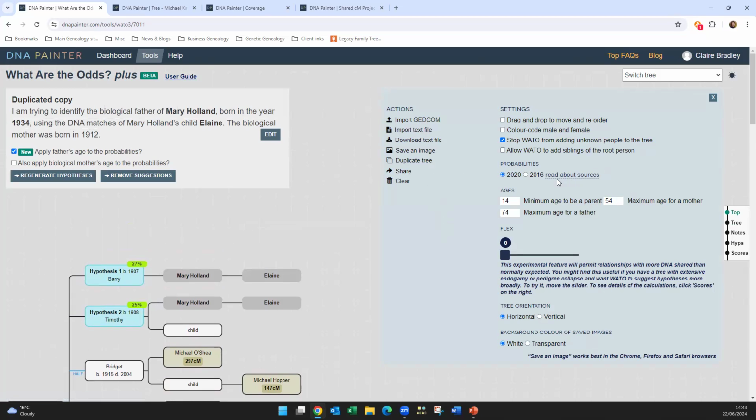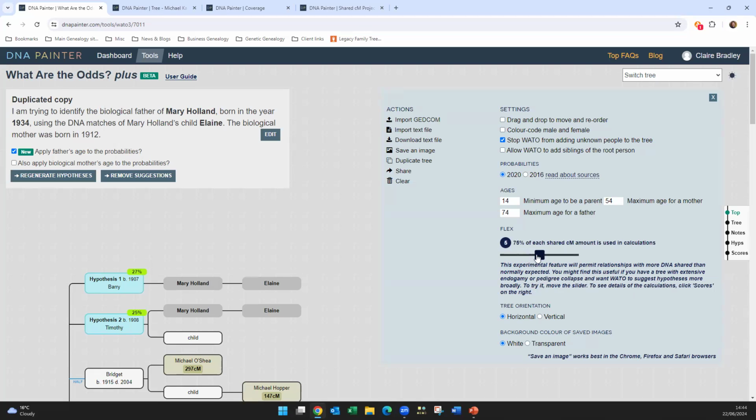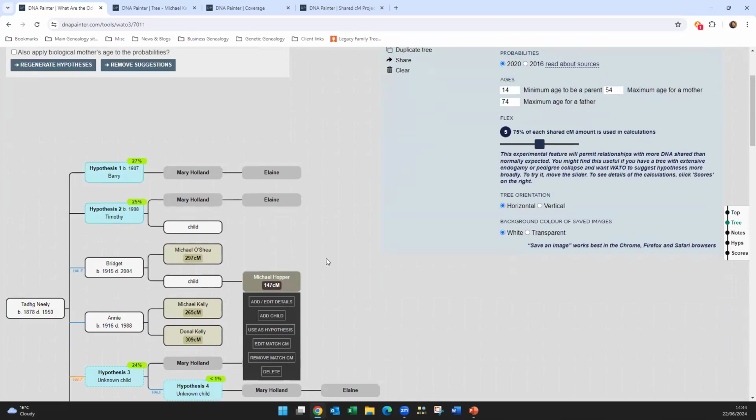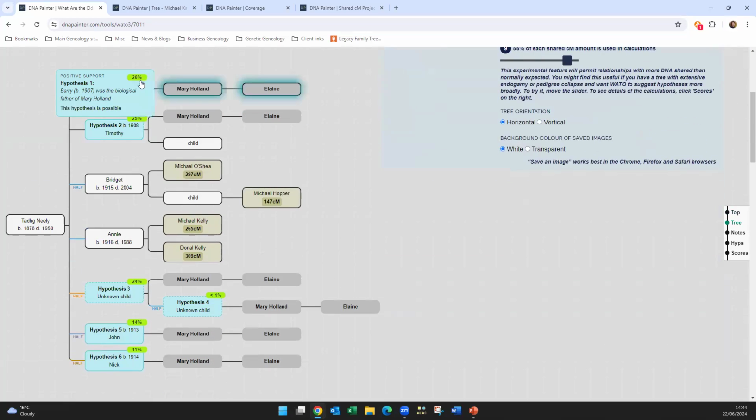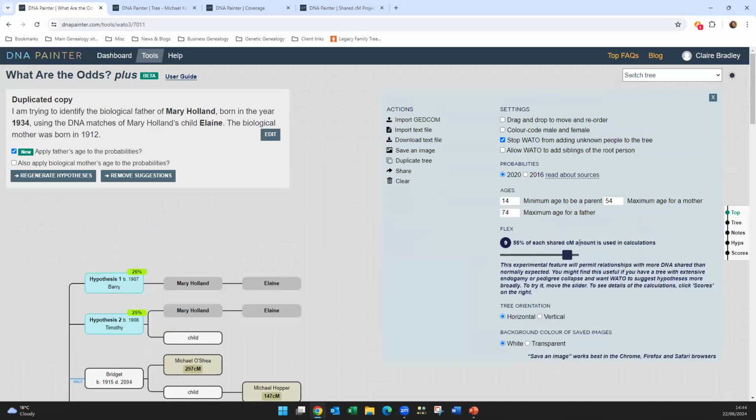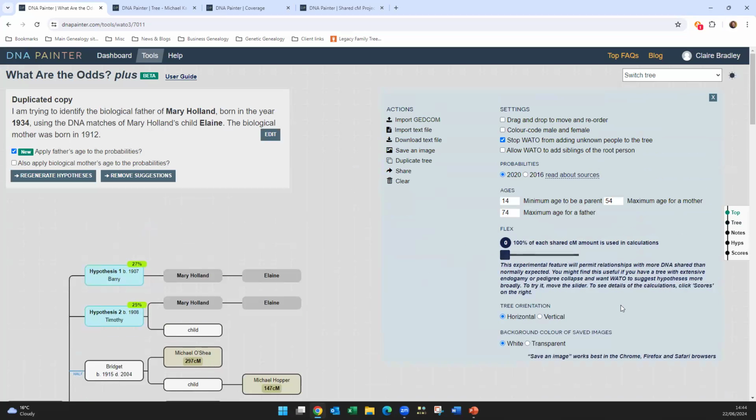They have some sources, and you can use probabilities from 2 different dates, and it's a good idea to read that. And you can also permit relationships with more DNA shared than expected. So this is an attempt to consider whether there might be some pedigree collapse or endogamy, and you can do that. So if I wiggle that around, it doesn't change it much. But you see how it changes it very slightly if I enhance it more. I put it back to 0, it goes back to where we were.